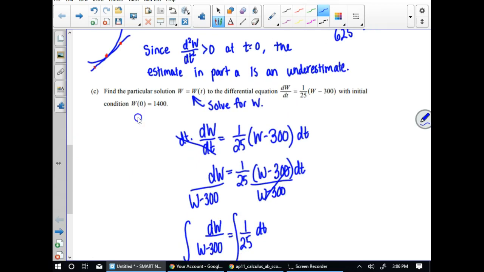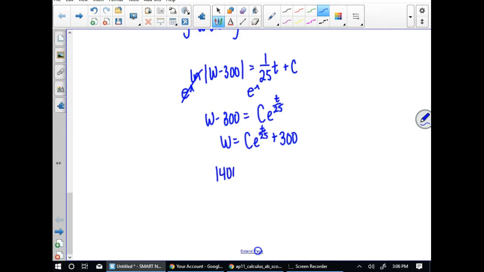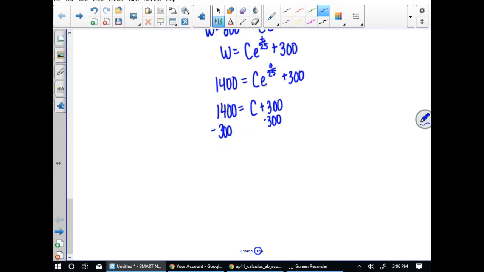We know the initial condition that w of 0 equals 1400, so we're going to plug in 1400 for our w, c e to the 0 over 25 plus 300. So we get 1400 equals c plus 300. We're going to subtract our 300. And so we get 1100 for our c. Finally giving us our equation, w equals 1100 e to the t over 25 plus 300 for our solution to our differential equation.